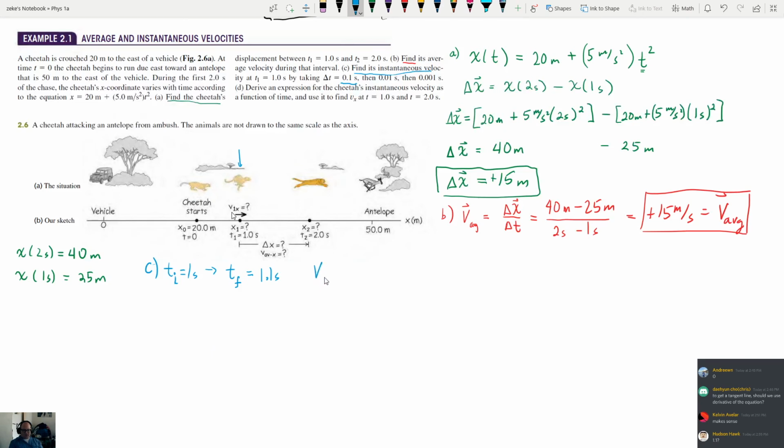And now we want to find average velocity. So we have to do the x-coordinate at the final moment, which is 1.1 seconds, minus the x-coordinate at the initial moment, which is 1.0 seconds. Do you see how this part differs from what we did right here? The first time interval was 1 second, and now the time interval is 0.1 seconds. Do you all understand? Are there any questions I can answer to clarify what's going on here?